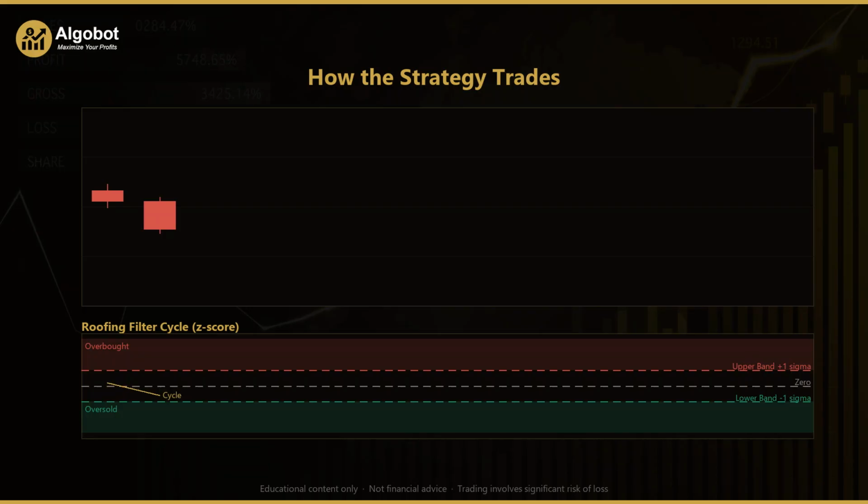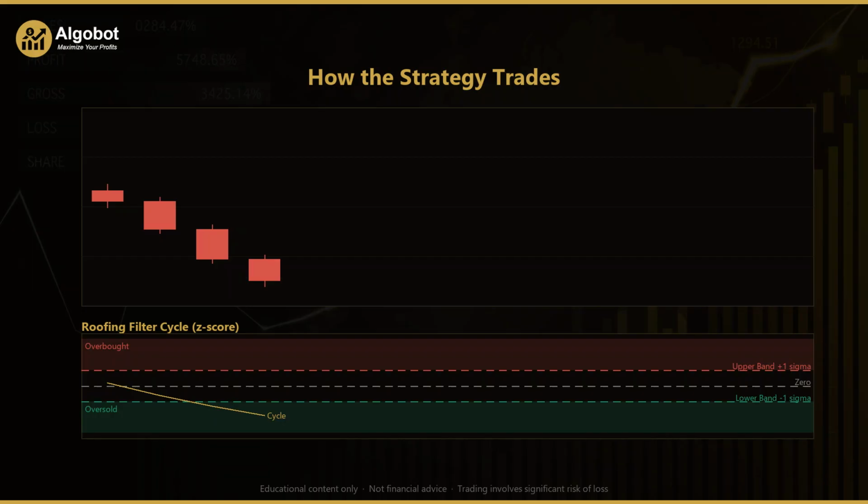On screen you can see a price series in the upper panel, and beneath it the roofing filter cycle, drawn as a z-score oscillator. 2 dashed lines mark the sigma bands at +1 and -1, with a 0 line running through the middle. Remember, because the roofing filter has already removed the slow trend and the fast noise, every swing you see in that lower panel is meant to be a real cycle turning point, not a trend artifact. That's what makes fading these extremes reasonable. Watch how the strategy handles first a long trade, and then a short.